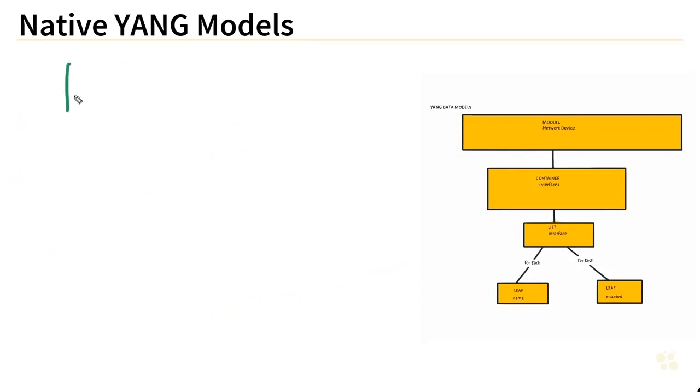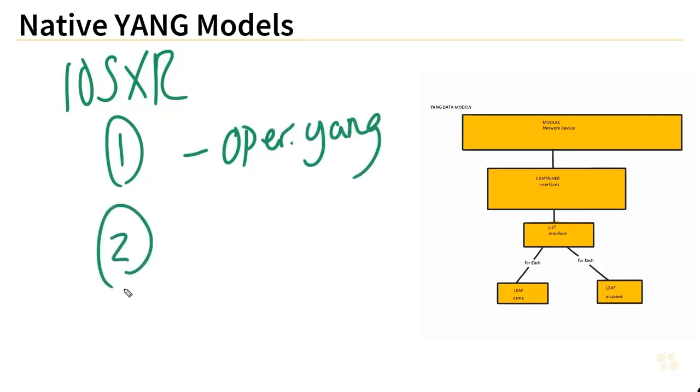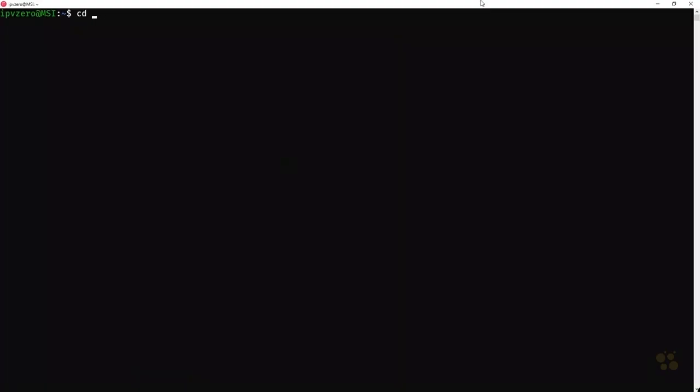Now with iOS XR, it's kind of the same but a little bit different. The model convention is going to be that when you have operational data, it's still going to have this -oper, but when you have a Cisco iOS XR configuration Yang model, for whatever reason that Cisco have decided, what you're actually going to see in it is cfg.yang. So let's look at these models and see how they actually look in real life. Okay, so let's do cd yang.